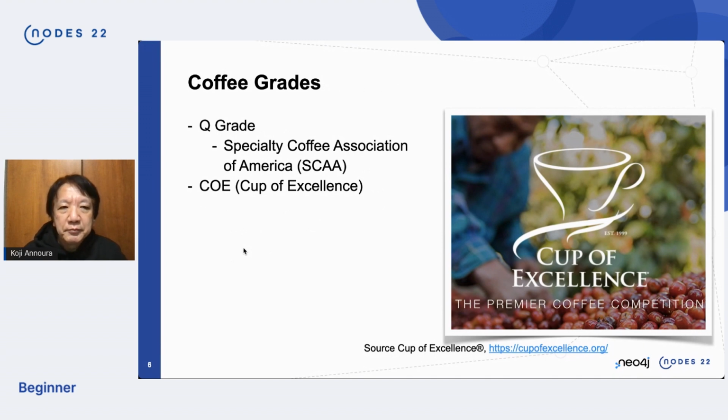Do you know the coffee grades? Q grade, from the Specialty Coffee Association of America, SCAA. Q grade is very famous, and COE, Cup of Excellence, is also famous. It's a little bit of an expensive drink, but it's good. I love to drink coffee.